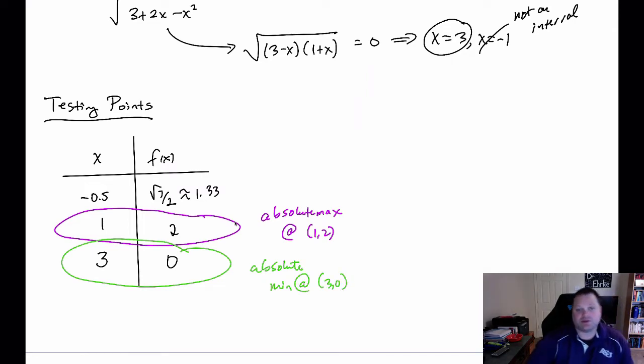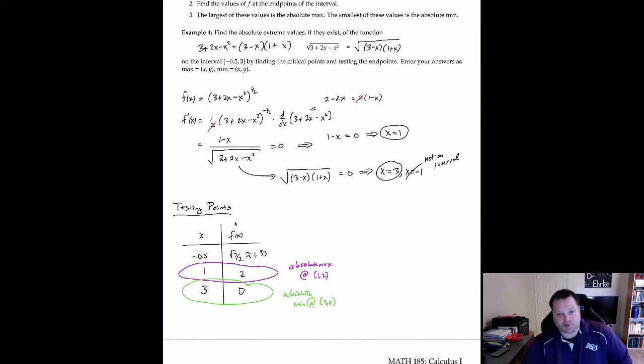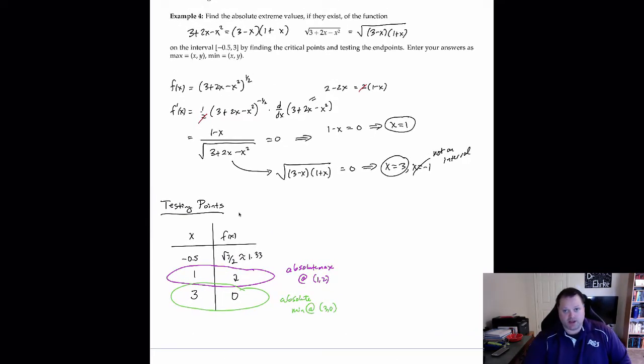All right, so this is the closed interval method. Each of the examples we look at are going to be just like this. We're going to take a function, find its critical points, and test the critical points versus the endpoints. The largest y value is the max, the smallest y value is the min.